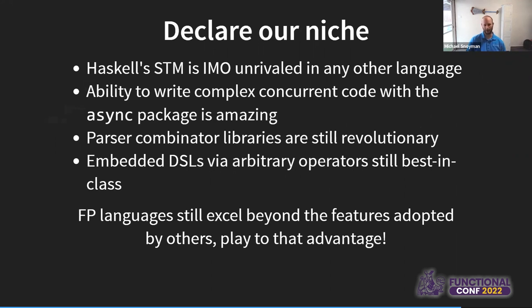One thing is declare our niche. One thing that I absolutely believe is that Haskell is one of the greatest languages that exists for proper concurrent programming. STM, software transactional memory, is basically unrivaled in any other language. Haskell does a better job of it, in my opinion at least, because it has purity built in from the beginning. Purity and referential transparency makes STM an incredibly powerful tool. The ability to write complex concurrent code with a library like async, I don't see that getting passed up anywhere else either. You combine those two things together, you can really define a great niche where Haskell excels beyond other languages.